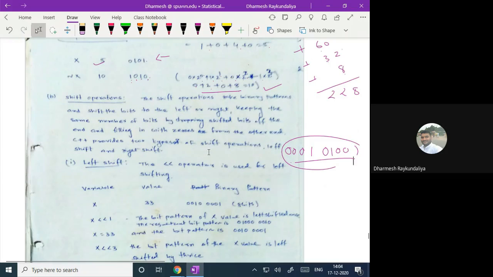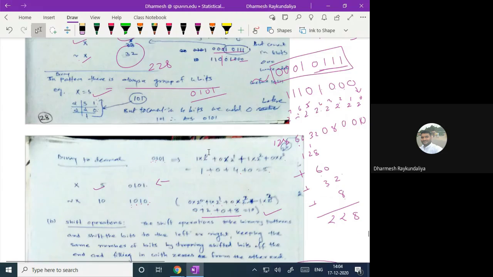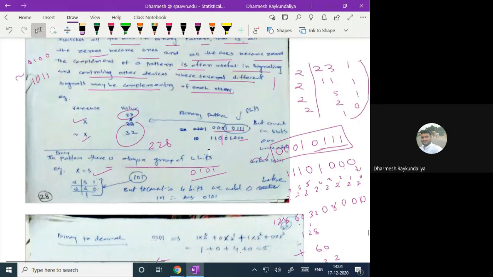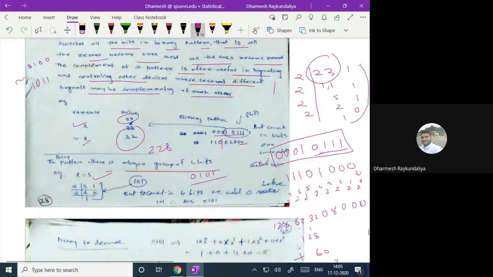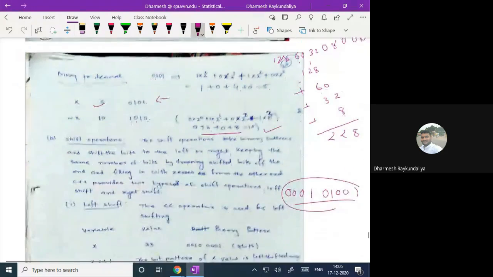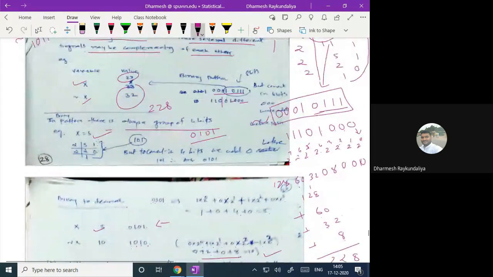So what we do, I have just converted this particular decimal number 23 into the binary system. OK, so how to convert decimal to binary, and how to convert binary to decimal. So here it will be 2 raised to 0, 2 raised to 1, 2 raised to 2, and 2 raised to 3. Why 2 raised to 3? Because there are 4 bits. So 4 minus 1 is 3.